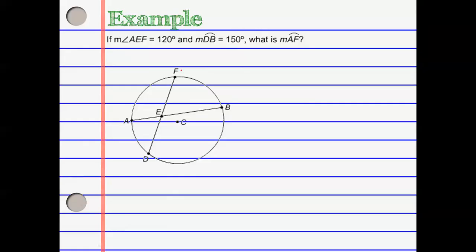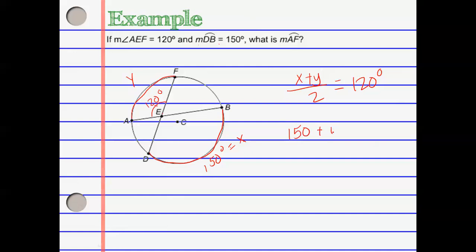So here, okay, it tells us that the measure of angle AEF is 120 degrees. So this is 120 degrees. And it tells us that the measure of arc DB right here is 150 degrees. So I want to find the measure of arc AF, okay? So what we talked about earlier, right? Let's label this as X and this as Y. So we know that X plus Y divided by 2 equals this angle measure right here. It equals 120 degrees.